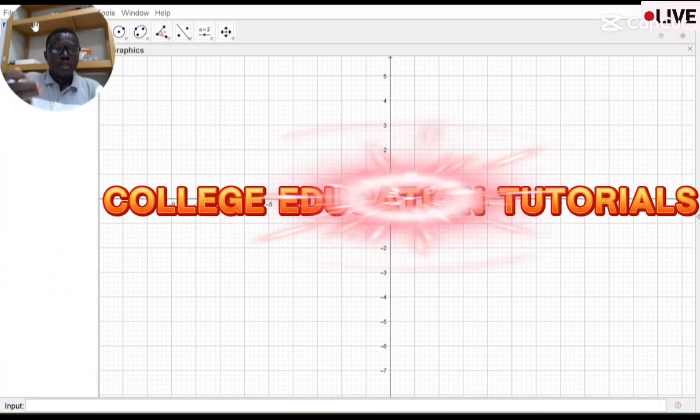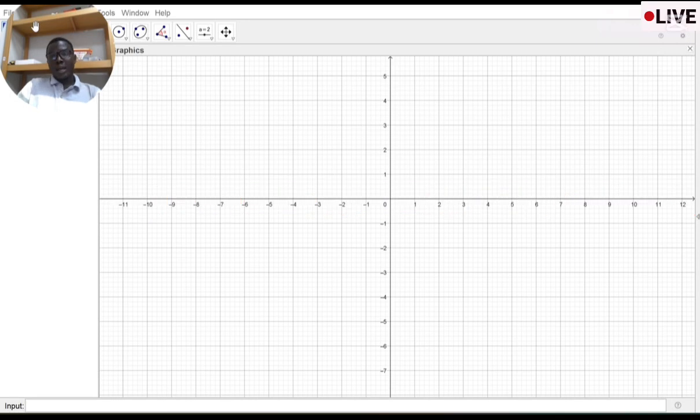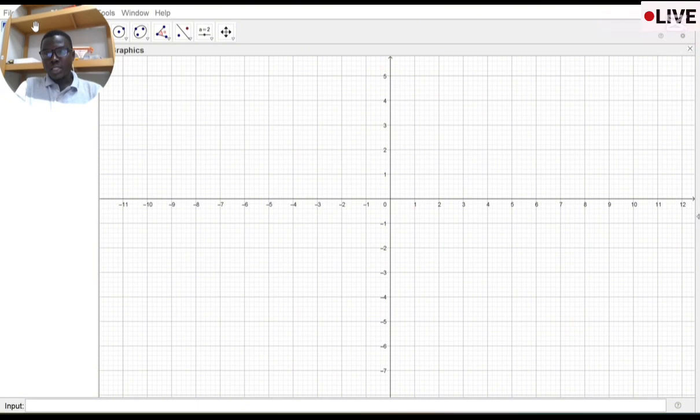How you can find volume of revolution using GeoGebra. So in GeoGebra, basically, it's not difficult. I'm going to show you a simple way of plotting the function and also revolving it along the x-axis. As long as you know one above the x-axis, you should be able to know how you can revolve it along the y-axis as well, and maybe even a line, right?